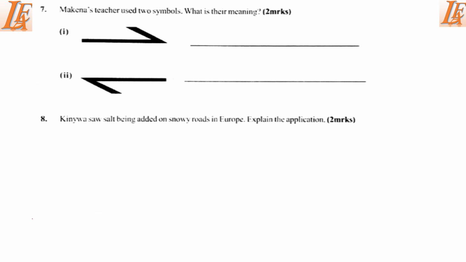Question 7. McKenna's teacher used two symbols. What is their meaning? The first symbol in this case represents a forward process, and then the second one represents a backward process. Now we use these two symbols most of the time when we are representing a physical change.